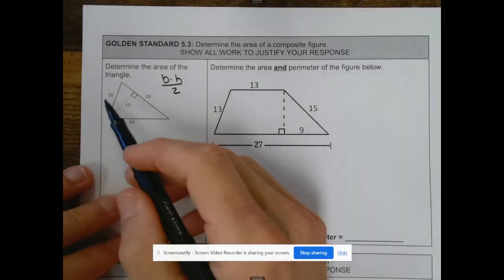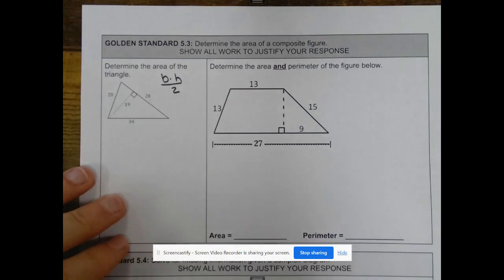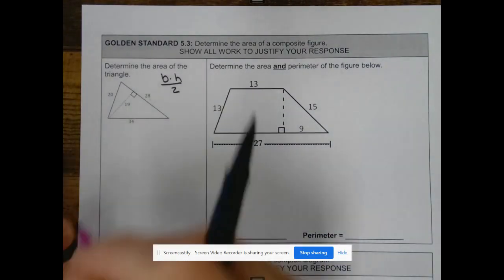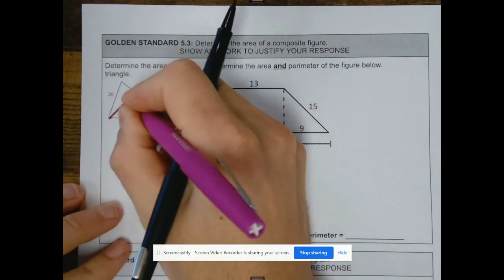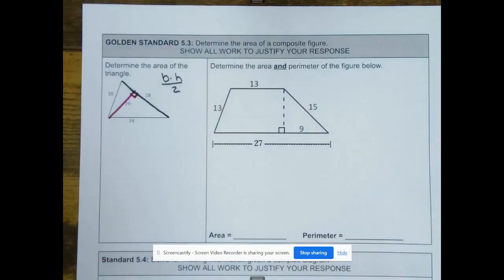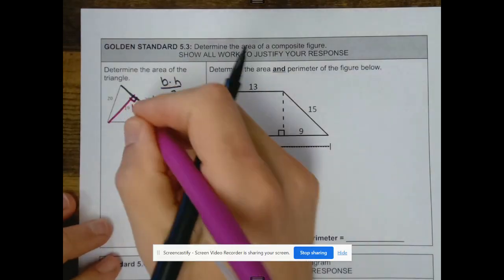We got three choices, 20, 34, and 28 for our base. Well, the height and the base are perpendicular. Where do you see two segments that are perpendicular? I see these two right here. So I see this one is perpendicular to this one. Therefore, 28 must be my base, 19 must be my height.